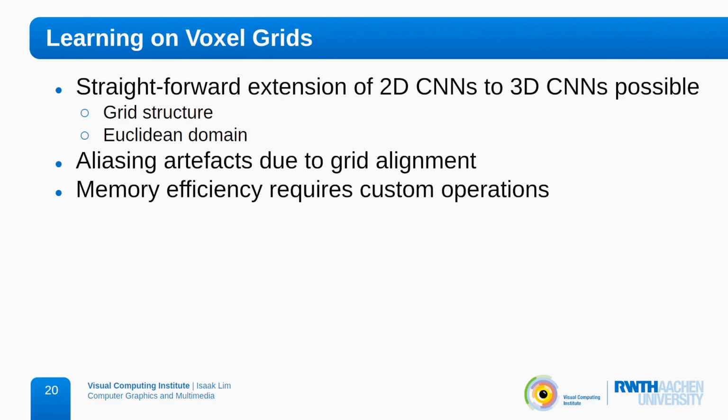So the benefit, again, is that we are able to extend 2D CNNs to 3D CNNs in a straightforward manner. We can assume a grid structure and a Euclidean domain, which makes many things easier. However, we might have aliasing artifacts due to poor grid alignment. And if we want to have memory efficiency, then this typically requires us to implement custom operations, which might not be easy to do.